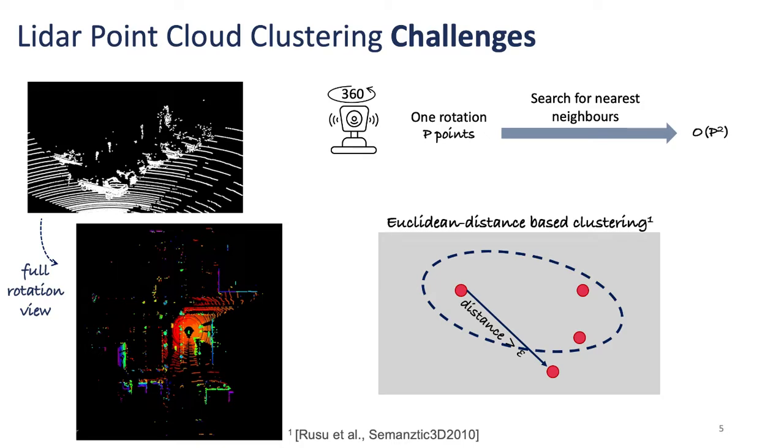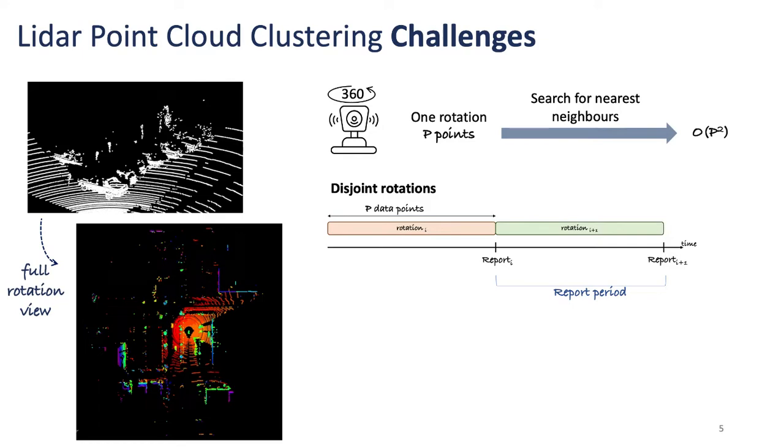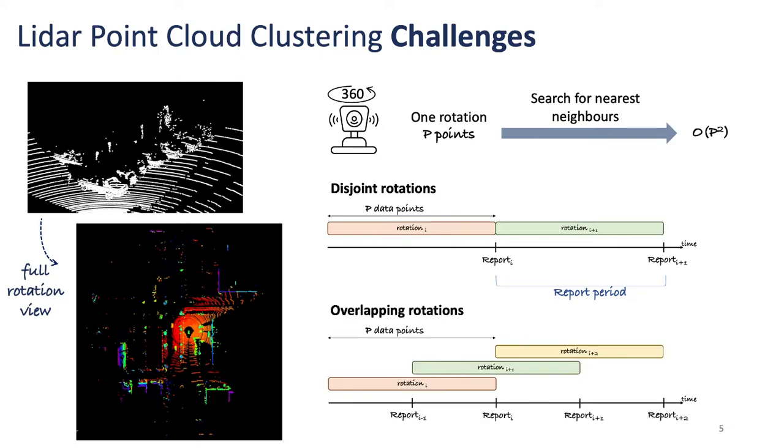The other challenge is how we should process different rotations. One way is to process each rotation individually and report the clustering results at the end of the rotation. In this case, if we have a report period equal to the rotation size, then rotations will be disjoint and working on each rotation individually is fine. But what if we have fine-grained report periods to report the clustering results more often? Then we will have overlapping rotations. In such a scenario, processing each rotation individually might cause redundant computations for the overlapping parts.